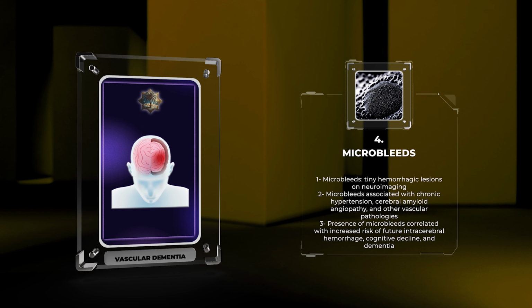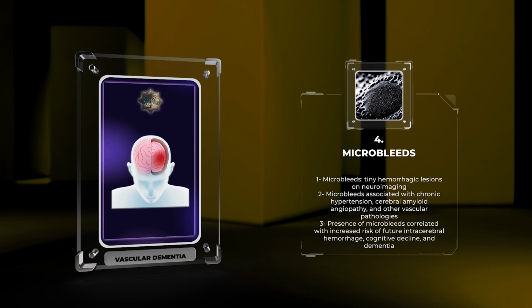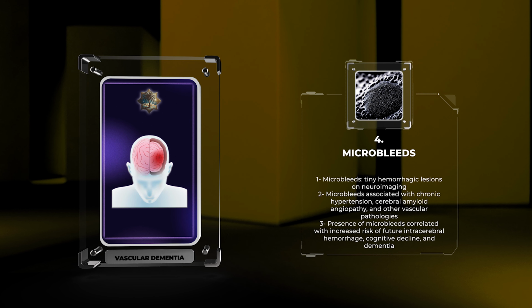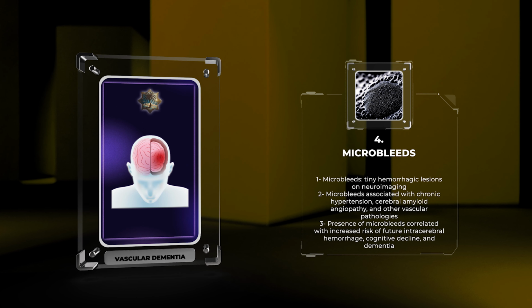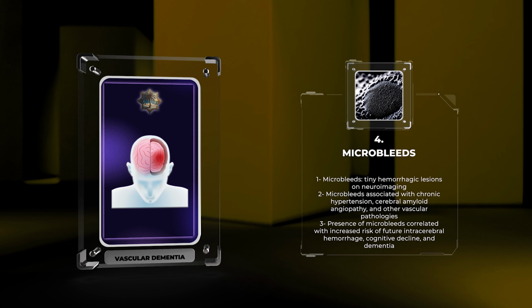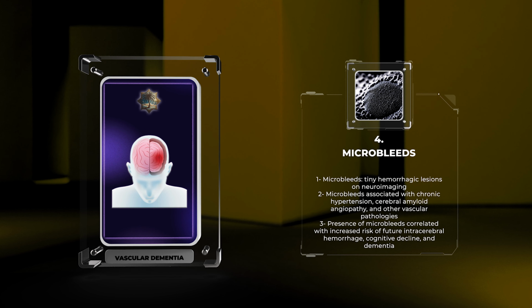The presence of microbleeds has been correlated with an increased risk of future intracerebral hemorrhage, cognitive decline, and dementia. The exact mechanisms by which microbleeds contribute to these adverse outcomes are still being investigated, but it is believed that they result in chronic inflammation and neurodegeneration.